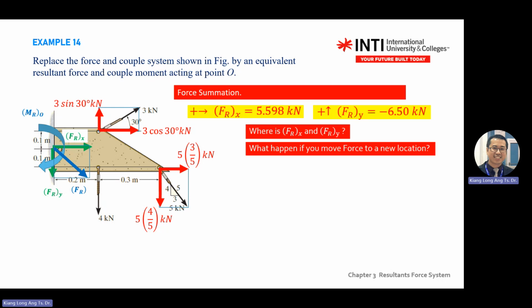Then this one. Don't forget the member here. So this one will give you 4 kilonewton multiplied by 0.2. They give you a negative value of moment. So you combine moment 1, moment 2, moment 3, moment 4, moment 5, you get the resultant moment.